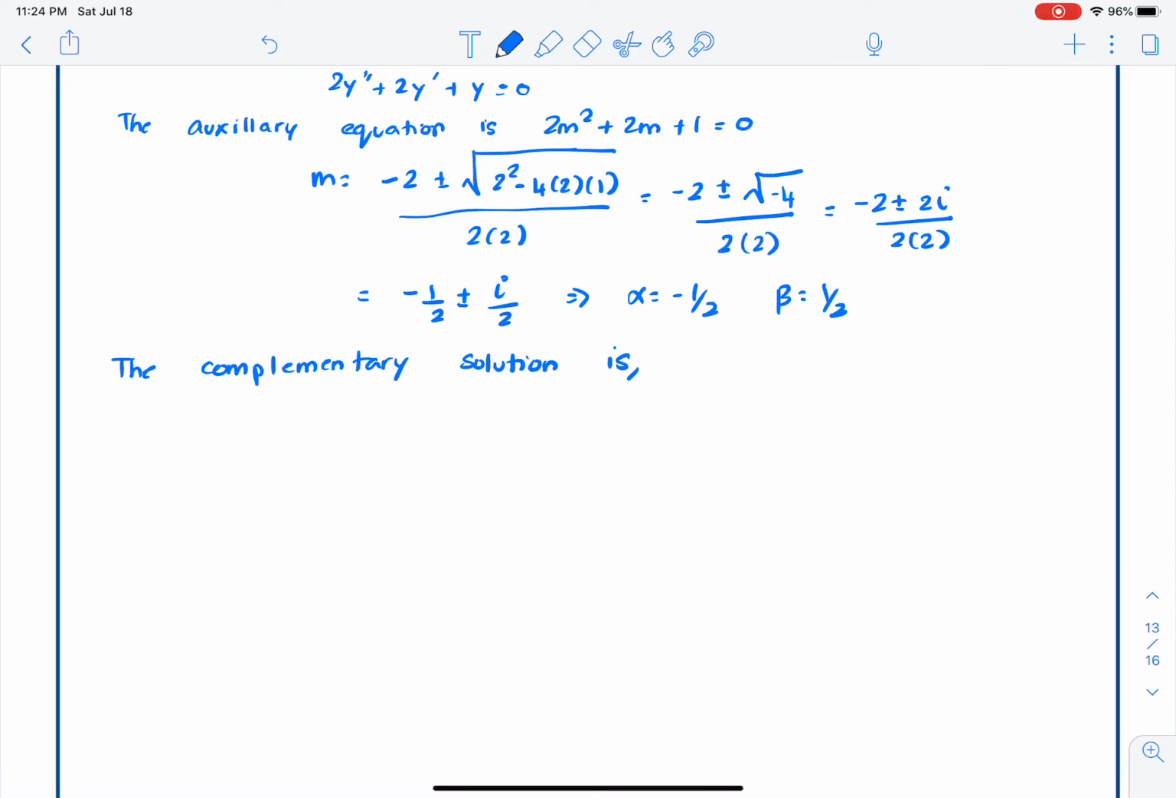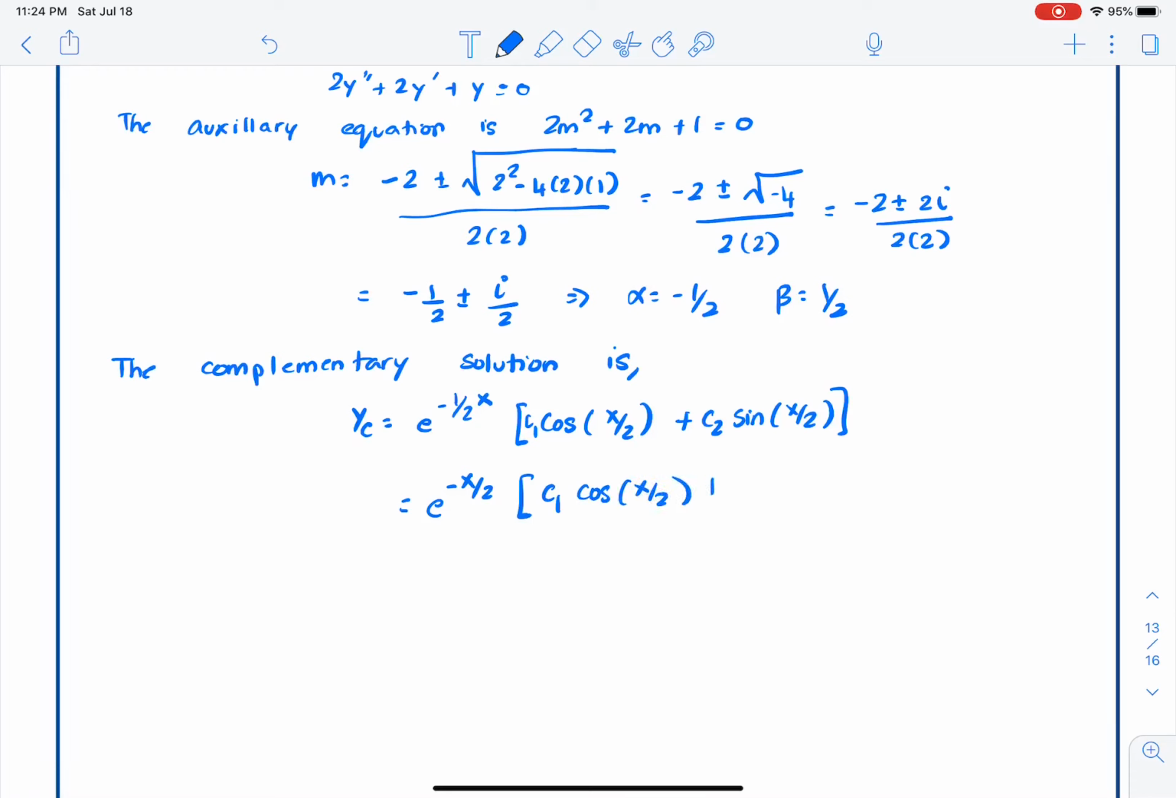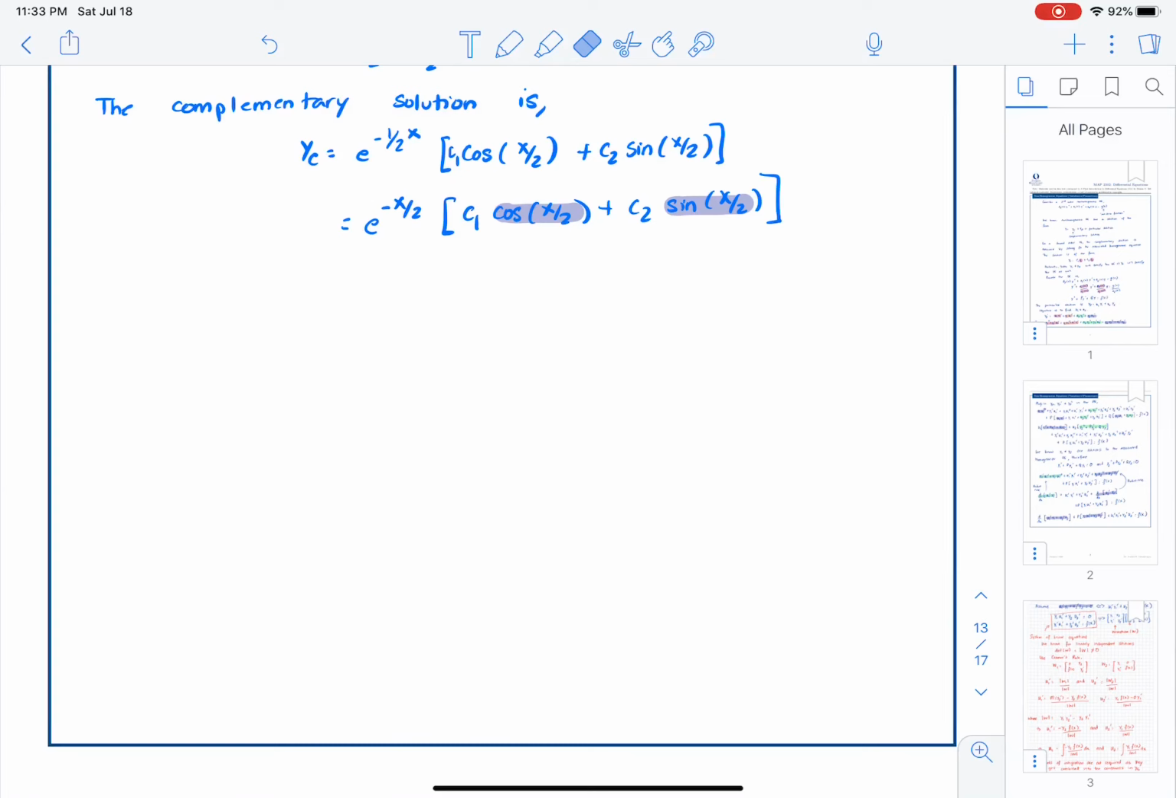So the complementary solution, back to our problem, yc is e raised minus 1 over 2 x times cosine x over 2 c1 plus c2 sine x over 2. So what we have here is e raised minus x over 2, c1 cosine x over 2, plus c2 sine x over 2. Now the particular solution. So the Wronskian.